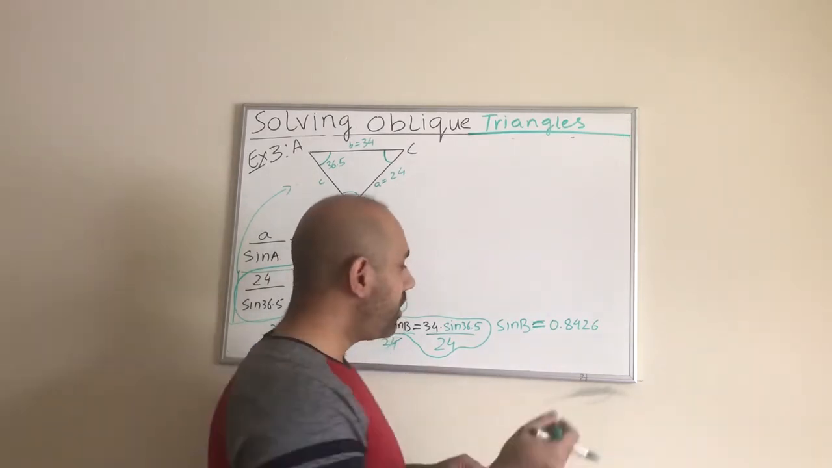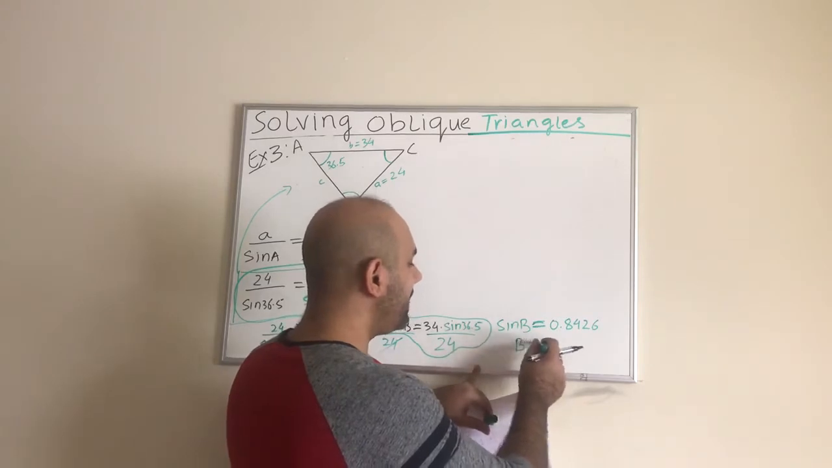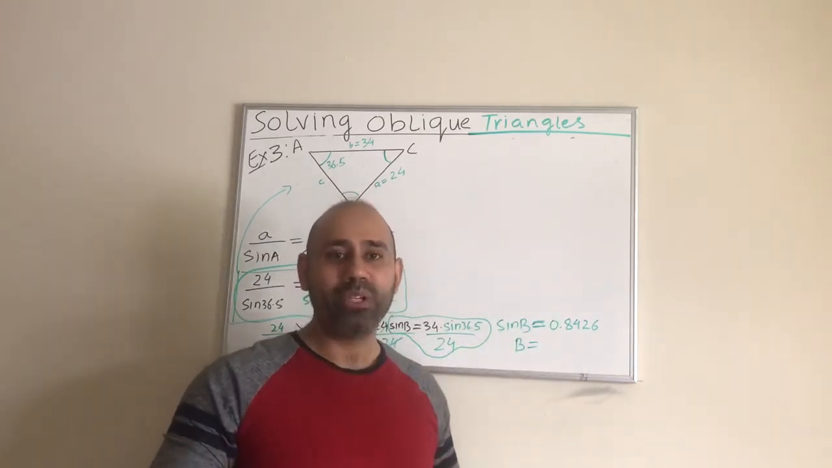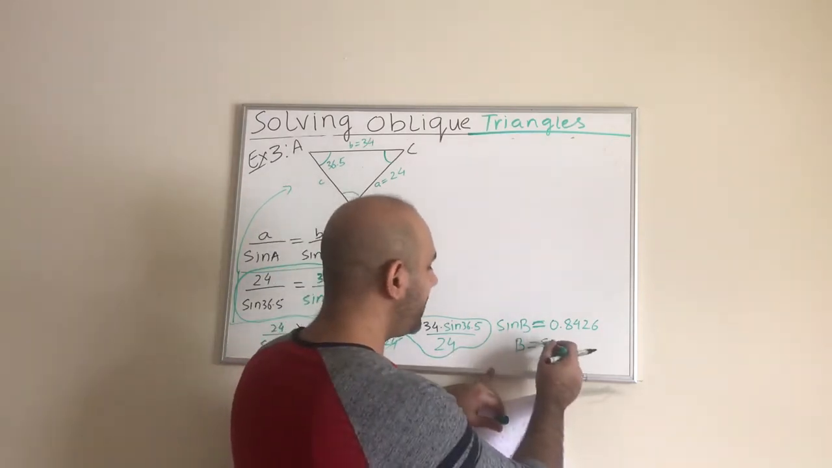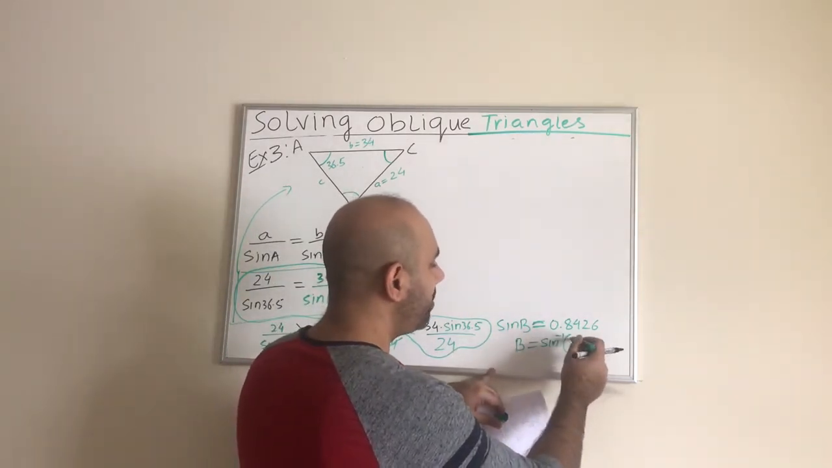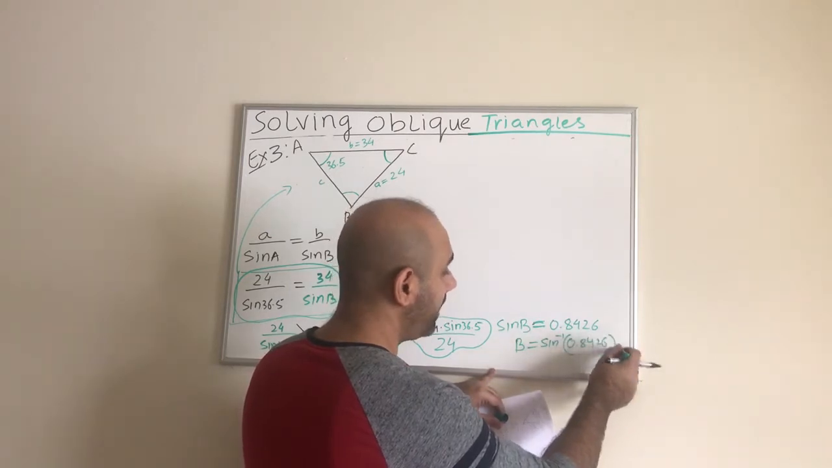So in order to find the value for angle B, obviously we cannot find this on a unit circle, so we have to use the inverse key on our calculators. Once we use the inverse key, which is like using sine inverse, you have to type in 0.8426 in your calculator.